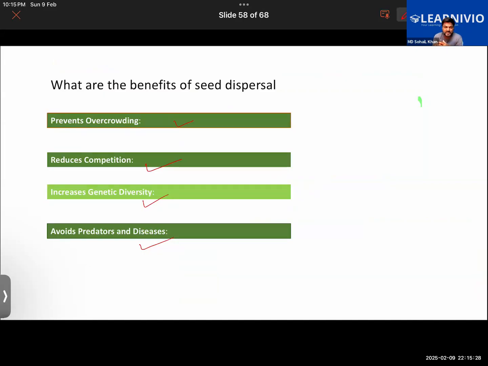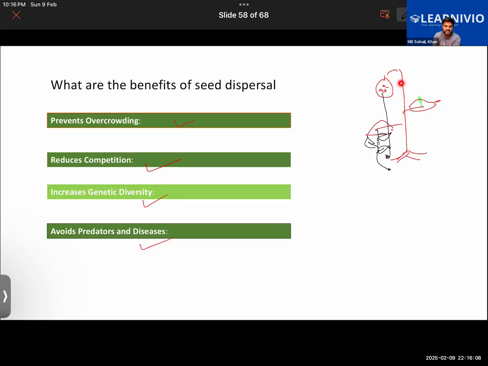Then there are many benefits of this seed dispersal. The first thing is it is preventing the overcrowding of the plants. Suppose the fruits that have seeds in them were to fall on the same spot where the plant is growing, okay, on the same place. So what will happen if it germinates? A new plant will grow from this. So it will lead to overcrowding, right? It will lead to overcrowding, and further will lead to competition between the two plants for sunlight, for the water, for the nutrients, etc. So it reduces competition also.